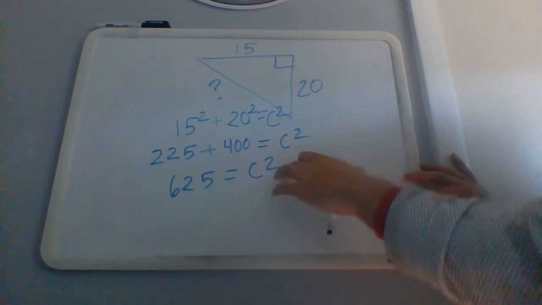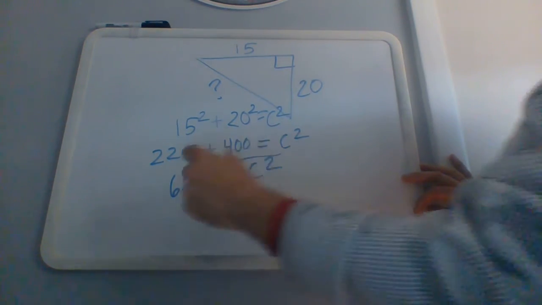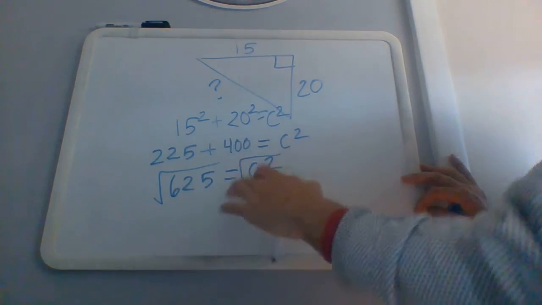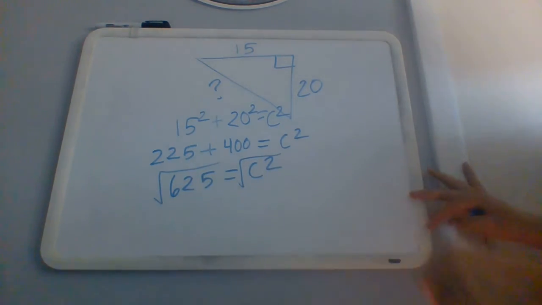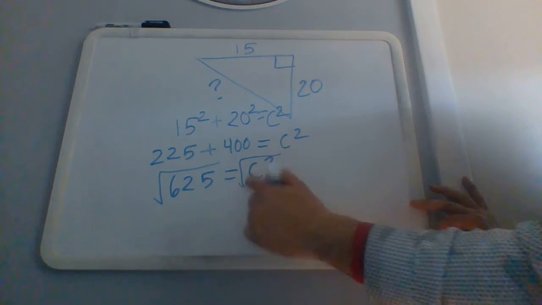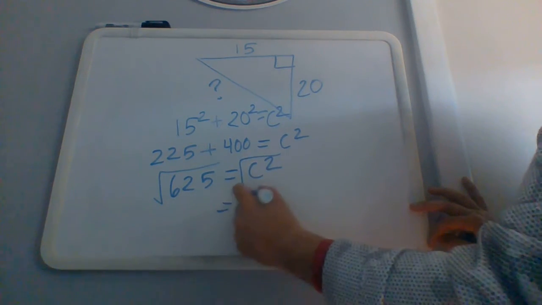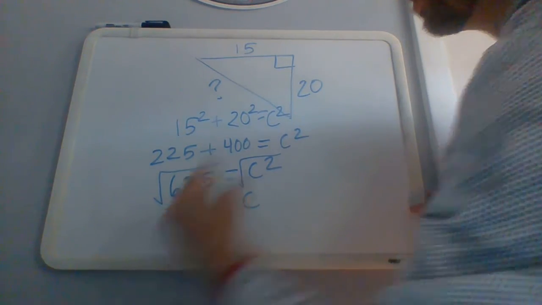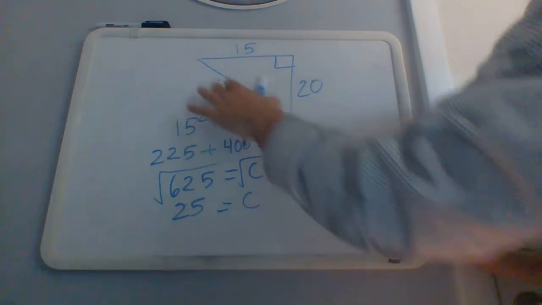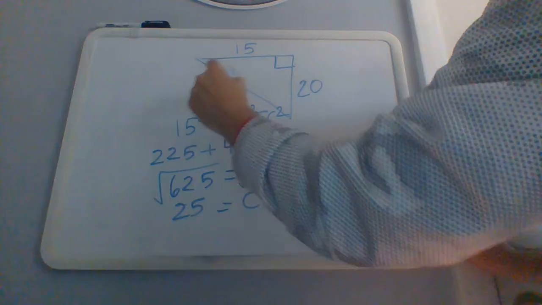Again, in order to get rid of a squared, you need to do the square root to both sides. Whatever you do to one side of the equal sign, you have to do to the other side of the equal sign. The squared and the square root will cancel out, leaving us with C, and the square root of 625 is 25, giving us our hypotenuse of 25.